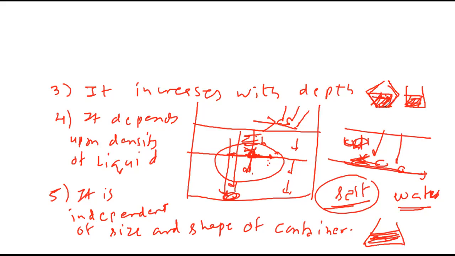That means if it is any shape, height will remain constant. So remember, liquid will seek its own level. That means it will always come up to the same height for the same pressure.